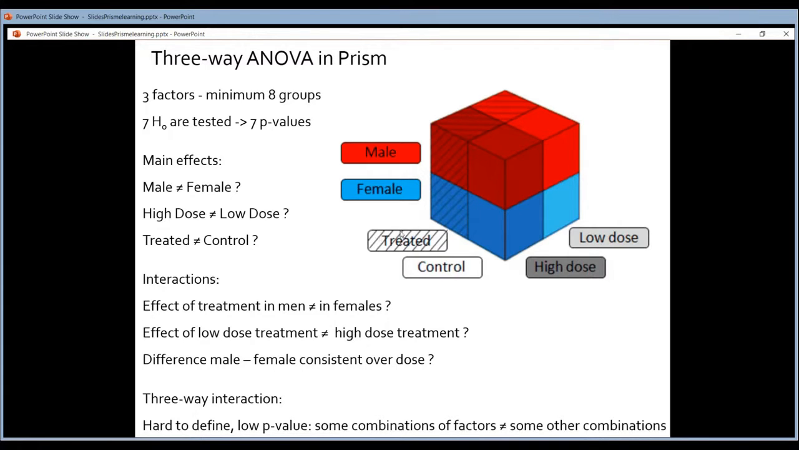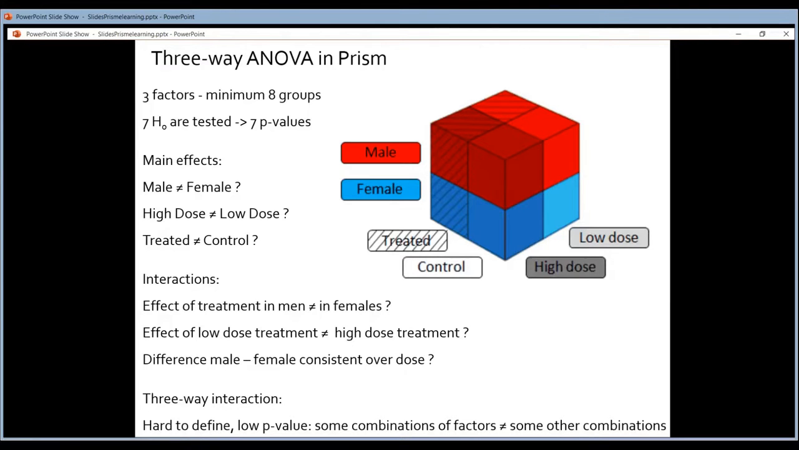So is the treatment different in males and females? Is the effect of a low-dose treatment different from a high-dose treatment? And is the difference between males and females consistent over dose? That's what the interactions basically are telling you. That's already more complex. And then you will get a p-value for the three-way interaction. And nobody knows how to interpret that. What does that mean? It basically means that some combination of factors will be different from other combinations of factors.